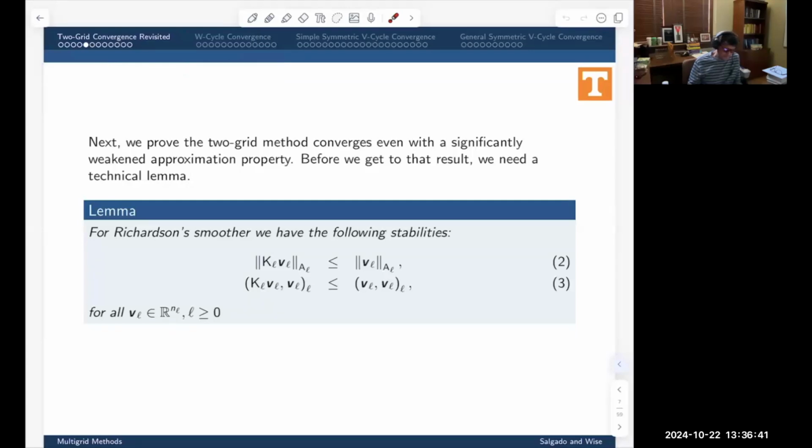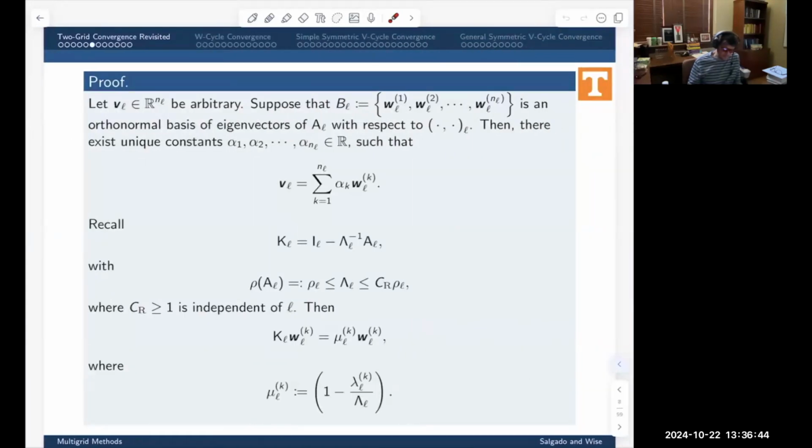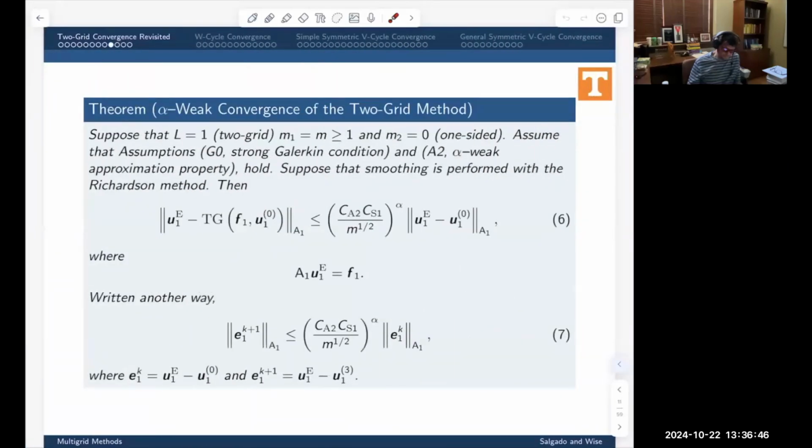And that's because that allowed me to prove this result, this alpha-weak convergence of the two-grid method. So this guy is brand new, and I want to go through this. In the case, of course, if we had alpha equal to 1, then that's just the weak smoothing or weak approximation property, and everything still works in that case. So the new thing here is that we're going to use alpha weak, and we're not going to necessarily assume that alpha is equal to 1.